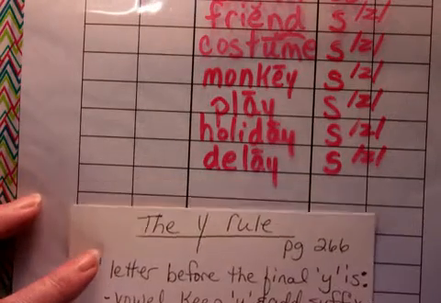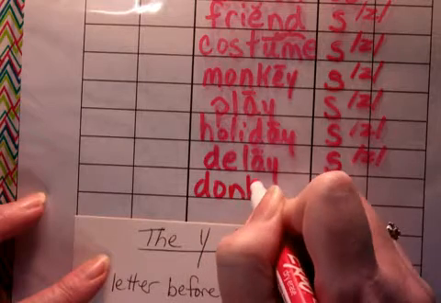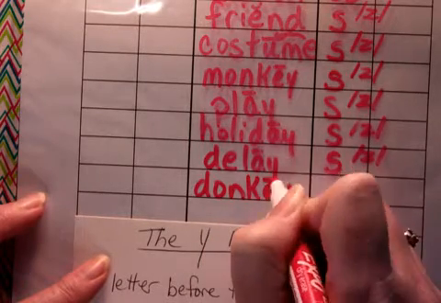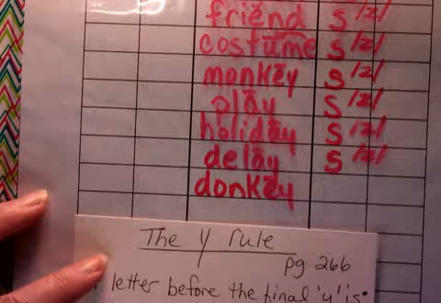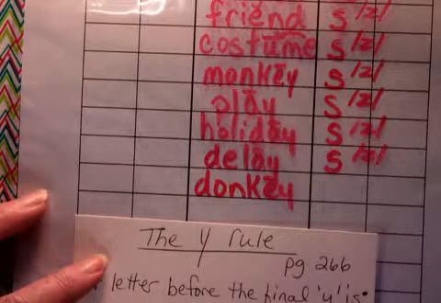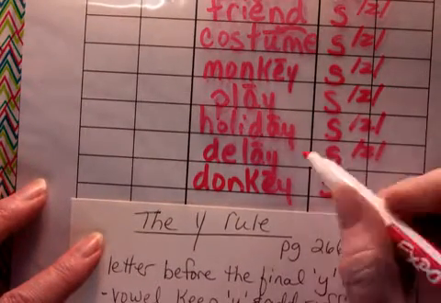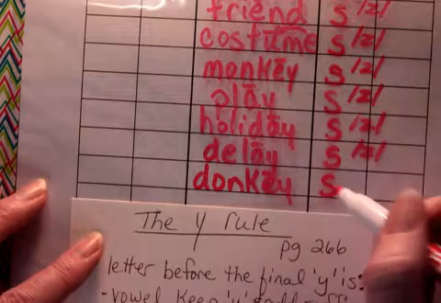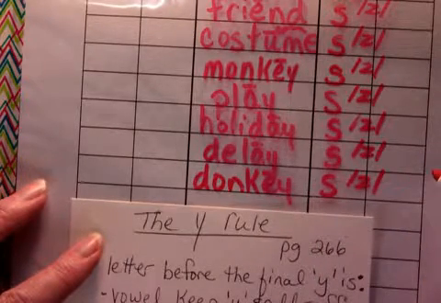The next base word is donkey. Donkey. E-Y. The letter before the final Y is a vowel. We keep the Y and add the S. It's a vowel sound, voiced, so we use the voiced Z. Donkeys.